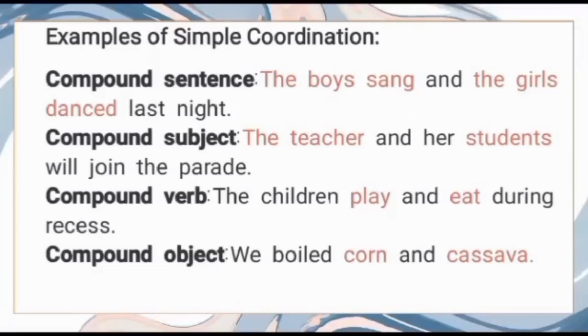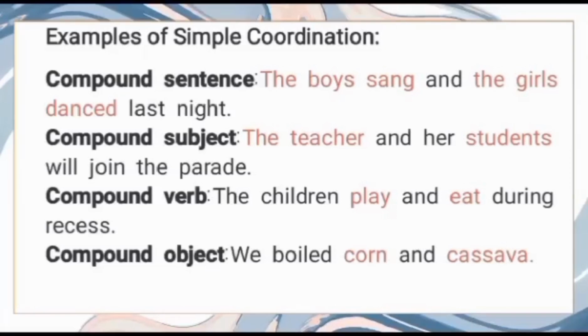Then, a compound verb, a verb that consists of multiple words combined together. The children play and eat during recess. So we have here two action words: play, conjunction and, and the second is eat. Next, compound object. We boiled corn and cassava. Compound objects are two objects joined together and can be either direct or indirect objects. So we have here corn, conjunction and, and the second is cassava.